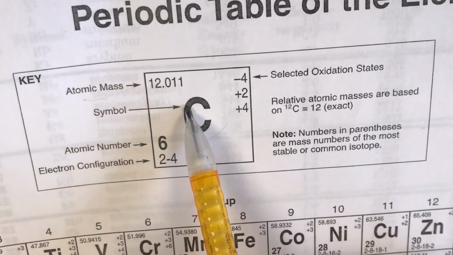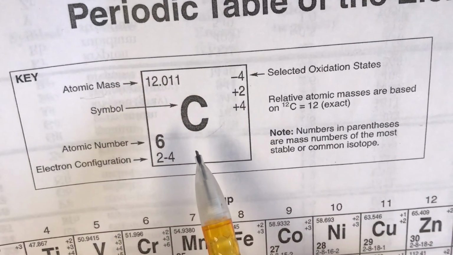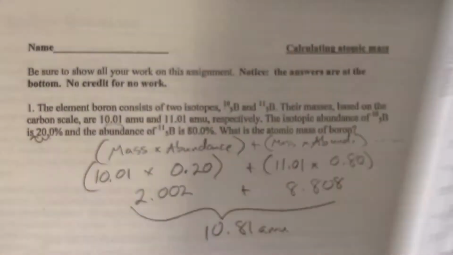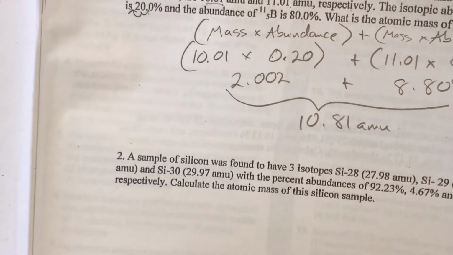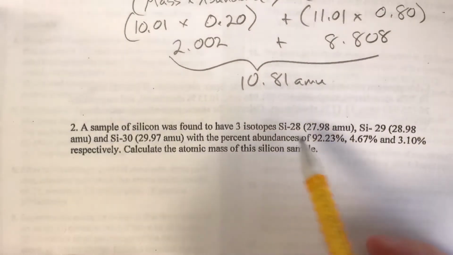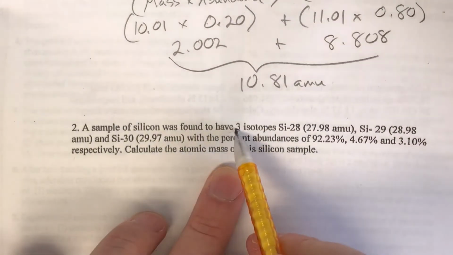Most carbon is carbon 12, but there's also radioactive carbon 14. There's carbon 13 as well. And so that's one example. I'll do one more, and then you should be able to grasp the idea of what we're really looking for here. And so silicon has 3 isotopes.